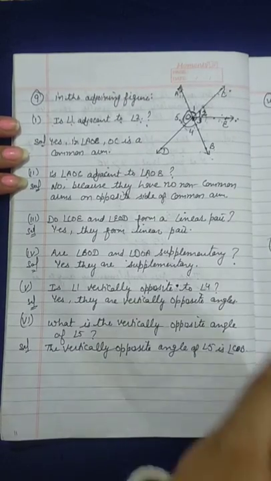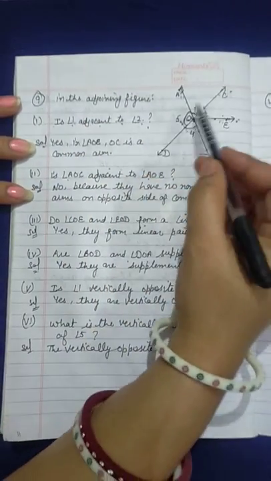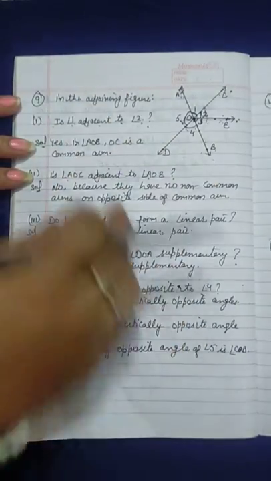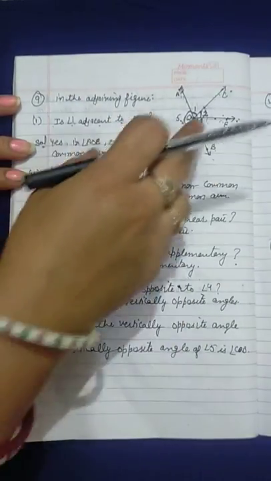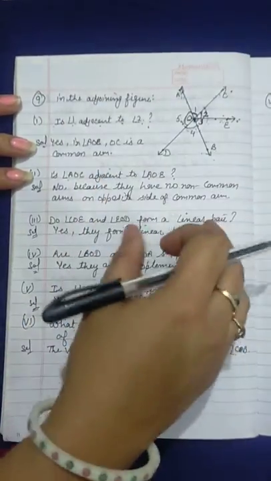Now the next sum is question number 9. See here, in the given figure, one figure is given to us and we have a few points according to this sum, and we are going to verify whether they are suitable for this diagram or not.